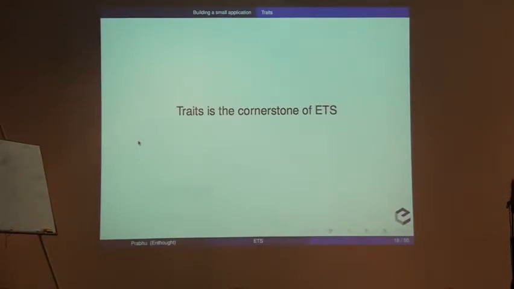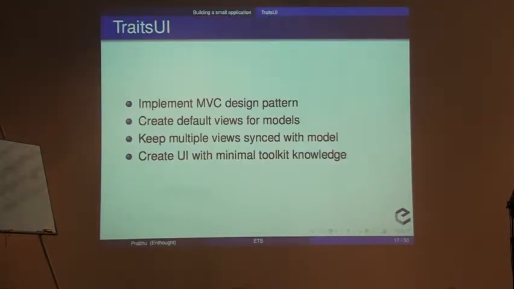So traits form the cornerstone of ETS. You can basically build up powerful objects that react, that do things, that you can easily pop up visualizations for using traits. Now Traits UI sits on top of this. In this case it was transparent. It automatically looked at my object, figured out what the traits are, and created visualizations of those.